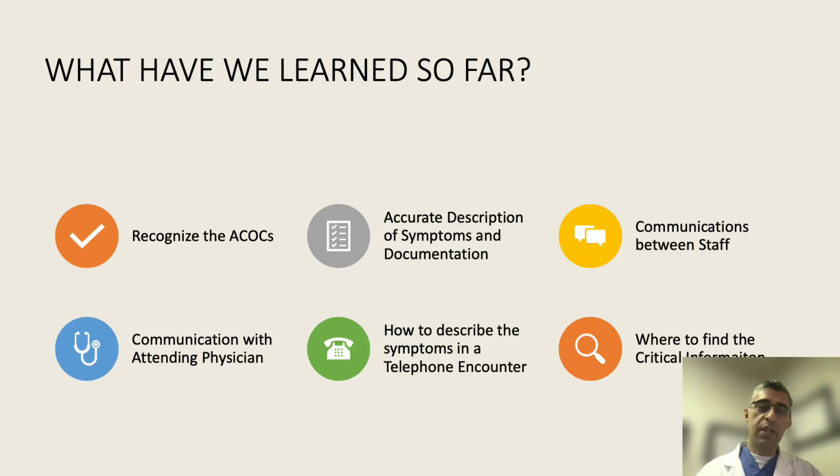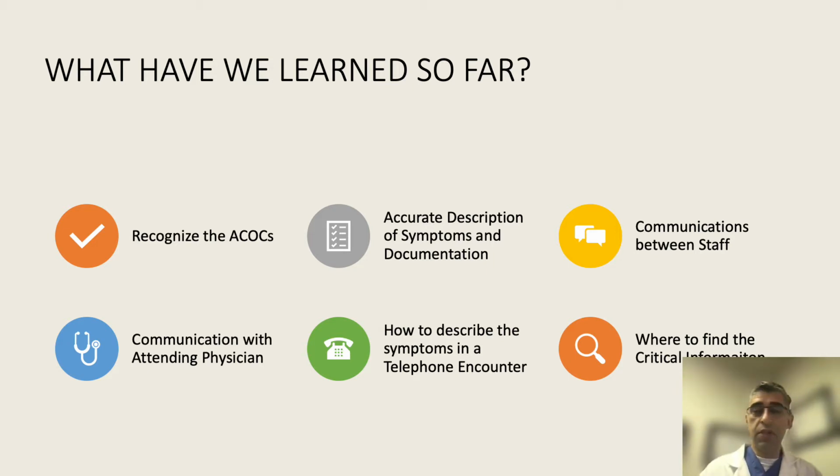Now, the first thing that we learned last time is recognition of acute change of condition. We understood that it is very important to know what change of condition means. For example, if the patient is not at baseline or has acutely changed from what it was before, it is so important that we know whether this is an acute change of condition, or really a chronic problem that has not changed from the baseline.